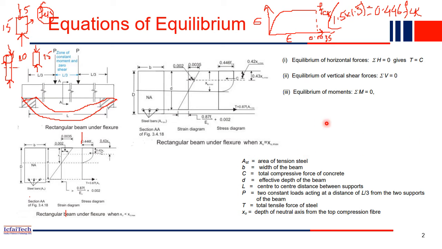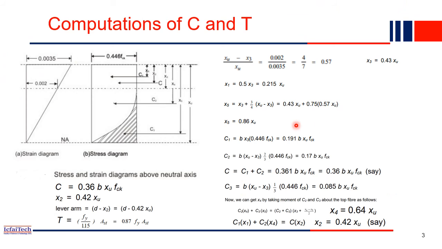Now this is the main equilibrium part: summation of all horizontal forces equal to 0, which gives you C equals T. So whatever compression force is acting, the same will be the tension force also. Now we'll derive the C and T values. C is the compression force and T is the tension force.